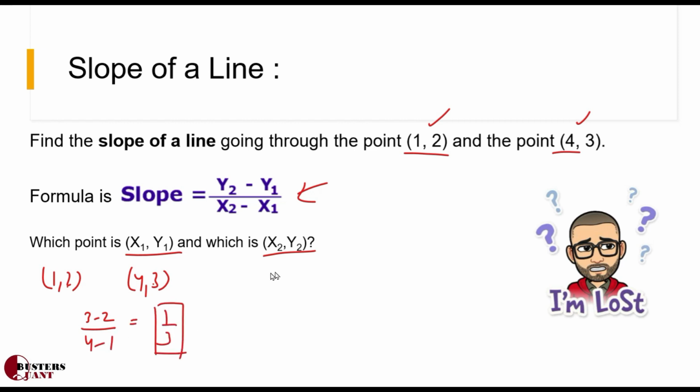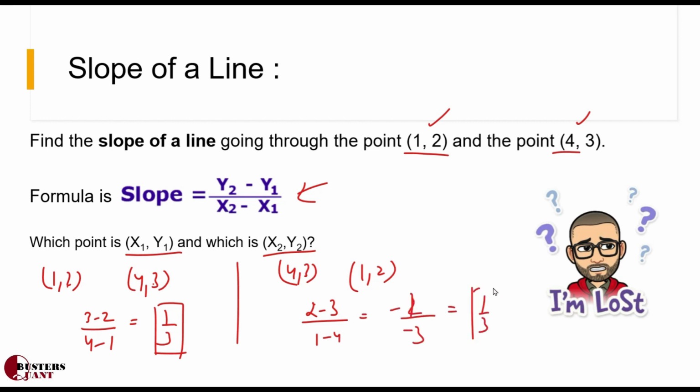Now if I had taken 4 comma 3 as the first point and 1 comma 2 as the second point, in that case the slope will be 2 minus 3 upon 1 minus 4, which is minus 1 upon minus 3. It is equal to 1 by 3. So we are getting the same answer.